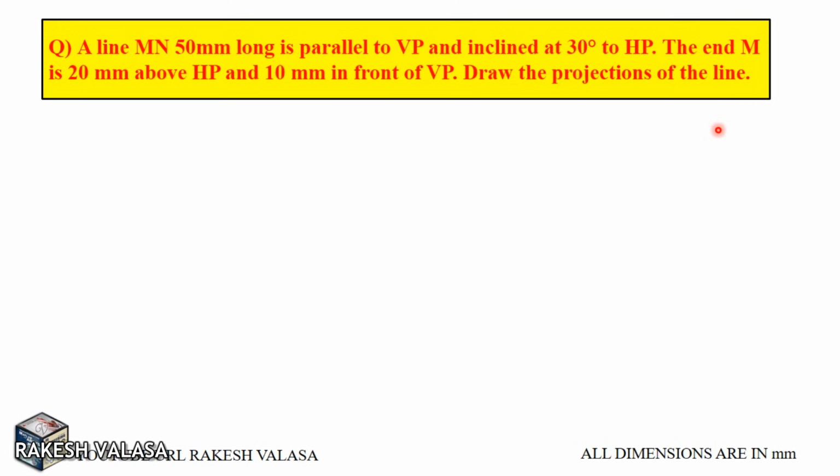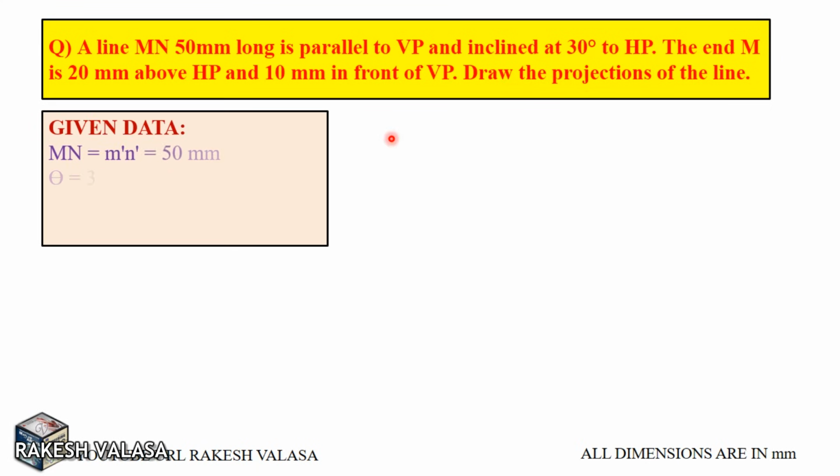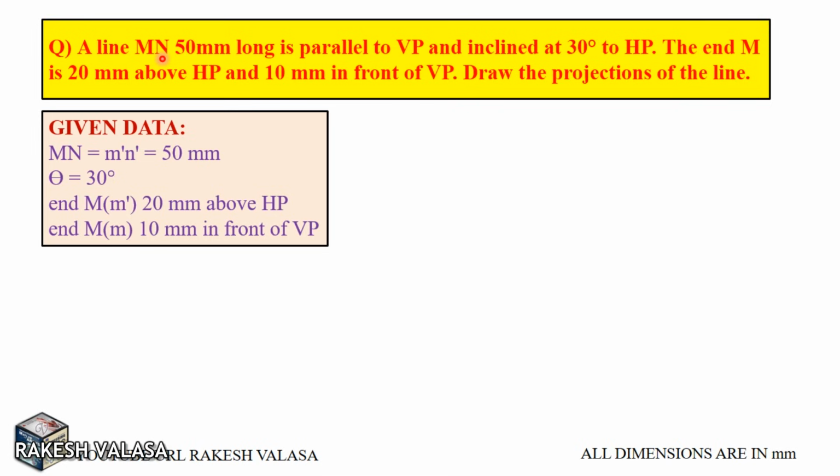Before going to solve any problem in engineering drawing, first you need to write the given data. First write the given data. Here line name is given, that is capital MN. This length is 50 mm. This line is inclined at 30 degrees to the HP. We know that the line makes a certain angle with HP. Let us assume that is theta. Theta equal to 30 degrees.